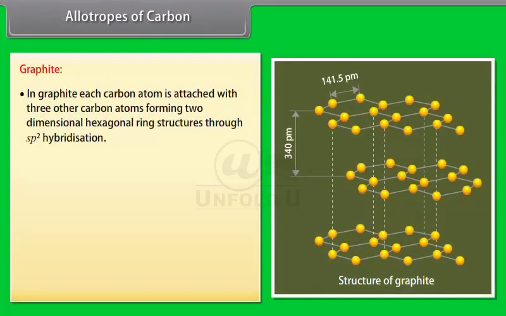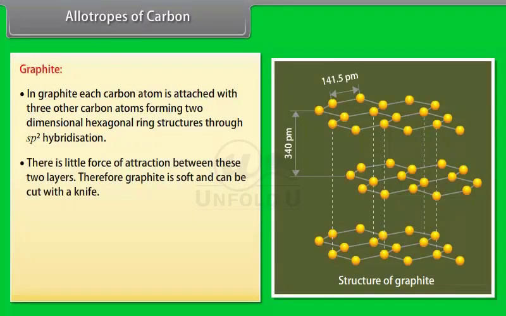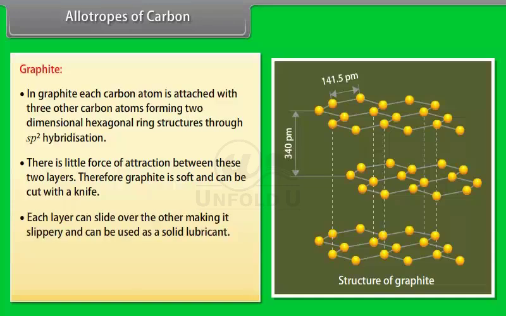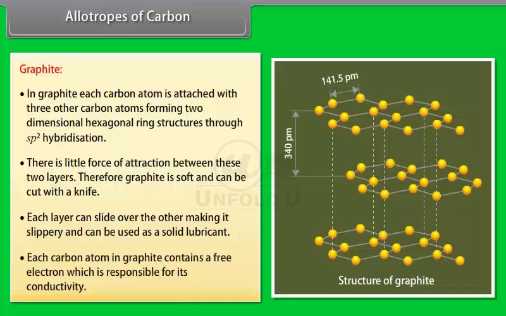Allotropes of carbon. Graphite. In graphite, each carbon atom is attached with three other carbon atoms, forming two-dimensional hexagonal ring structures through sp2 hybridization. There is a little force of attraction between these two layers. Therefore, graphite is soft and can be cut with a knife. Each layer can slide over the other, making it slippery and can be used as solid lubricant. Each carbon atom in graphite contains a free electron, which is responsible for its conductivity.